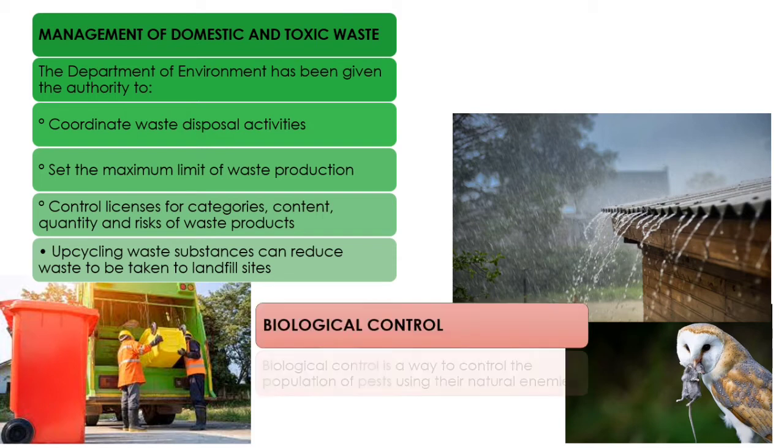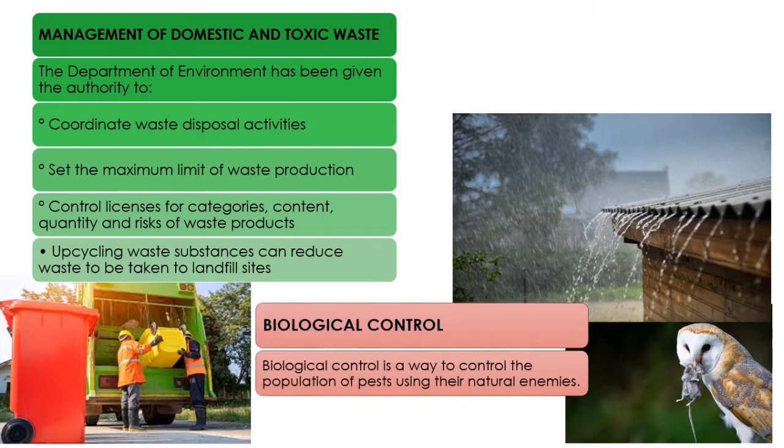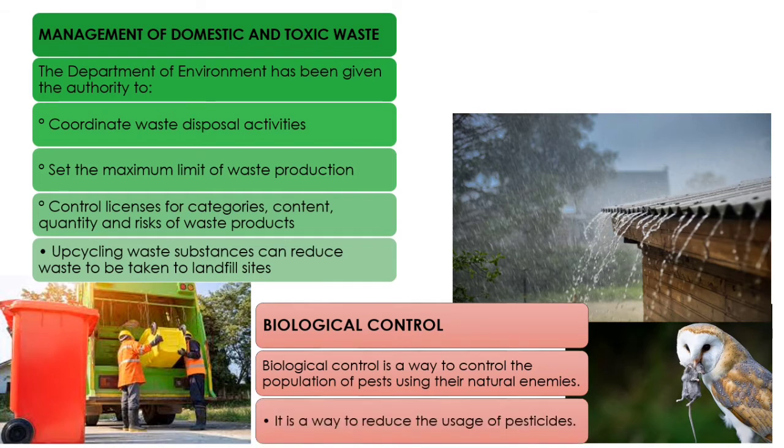Biological control. Biological control is a way to control the population of pests using their natural enemy. So look at the picture. Owl is the natural enemy of the rat. So we can use this method in oil palm plantation. Okay, it is a way to reduce the usage of pesticide. As you know, the pesticide is a chemical, so we can reduce the usage of chemicals.